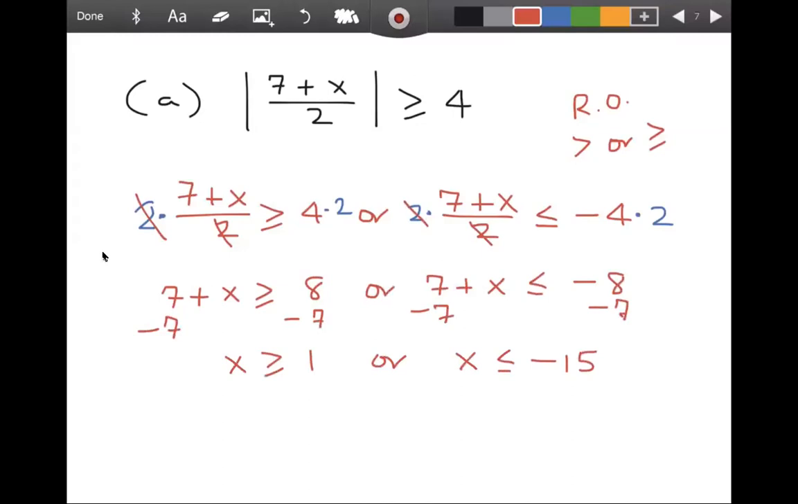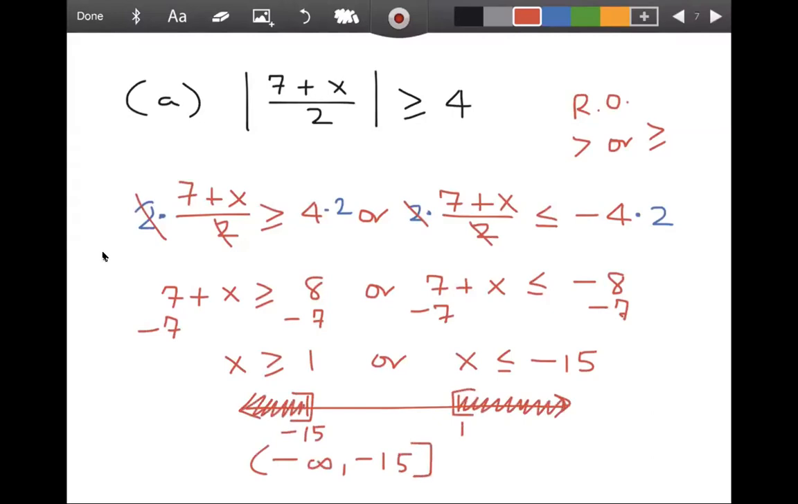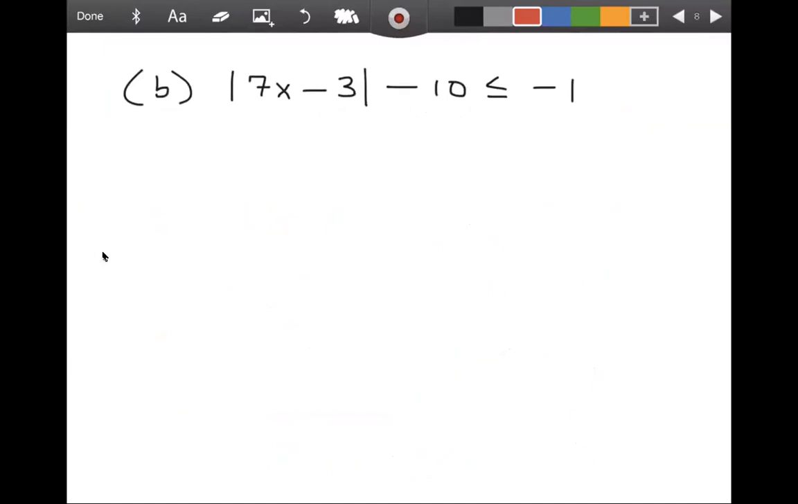All right, so the solution set for this inequality looks like this. Remember, it's on the outside. Restraining order has to stay away. So in interval notation, the solution is -∞, -15 with a bracket, union, bracket 1, infinity.